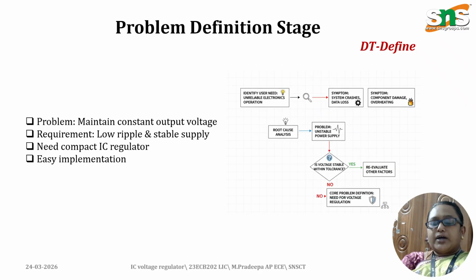So I have identified a solution from the given problem statement: how to maintain a constant output voltage, how to give a stable supply, how to maintain proper gain and oscillation in the given system, and how to implement it in a real-time application. So this is the problem definition that comes from the customer side based upon their local needs.